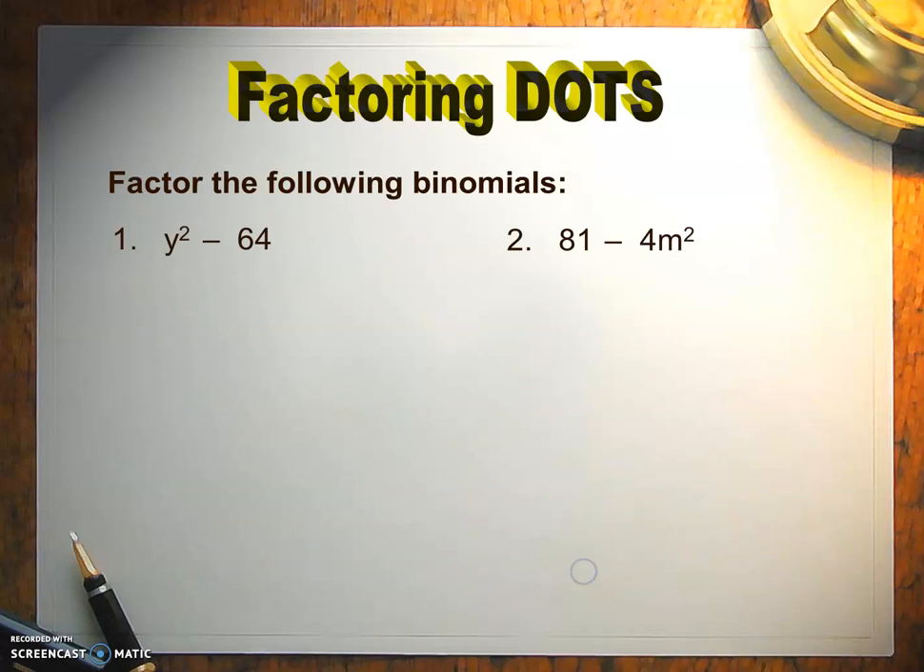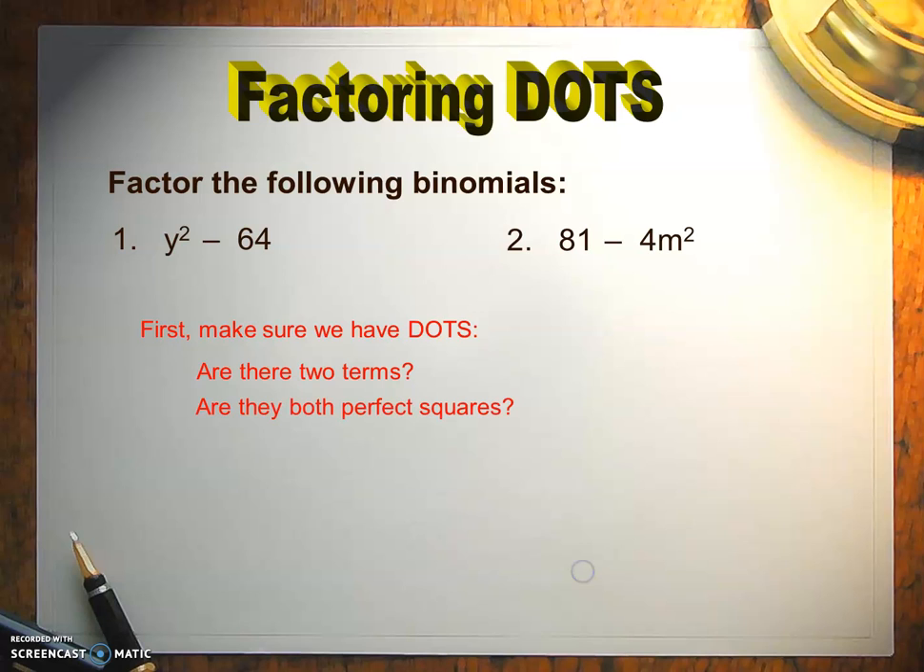y squared minus 64, 81 minus 4m squared. So we always have to look for the same stuff. Do we really have a difference of two squares? Well, are there two terms? Okay, there's the two. Are they both perfect squares? In other words, can you square root both of them? Are they square rootable? And is it a difference? It's kind of weird because sometimes you say, why can't I do this with addition? It'll only work if it's a subtraction.